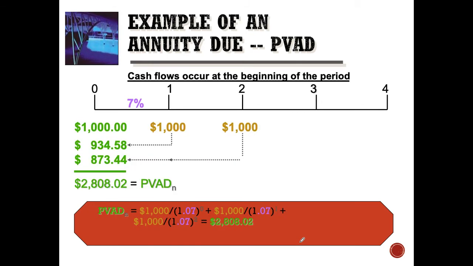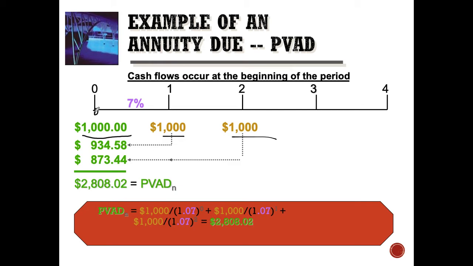Okay, this one is the example of annuity due, present value of annuity due. The periodic cash flow is the same, $1,000. Interest rate is 7%. So present value of annuity due is this one.